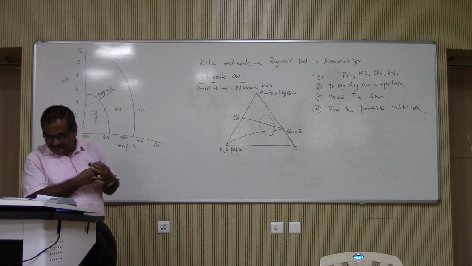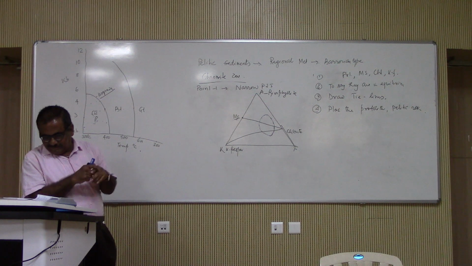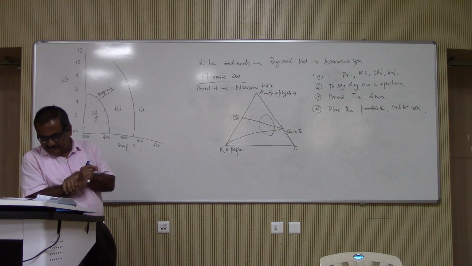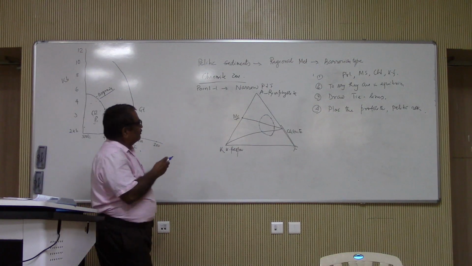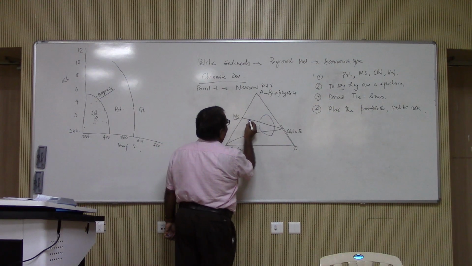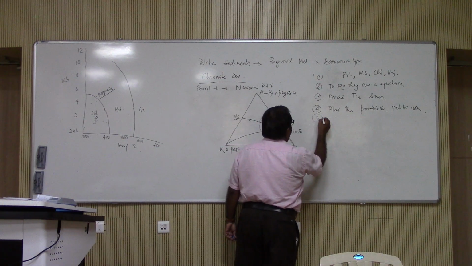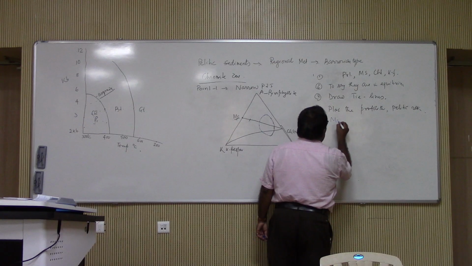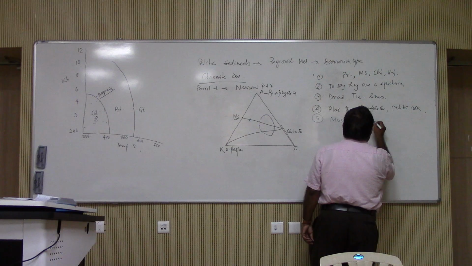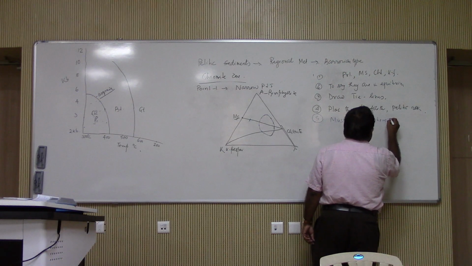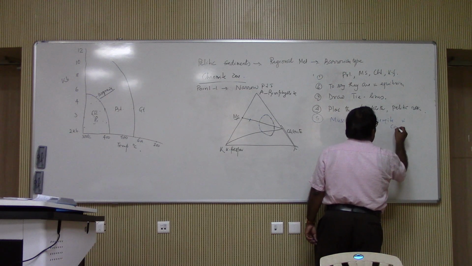Now this muscovite, note it down a little. Muscovite has a 5th point. Muscovite is phengite in composition. What is phengite?